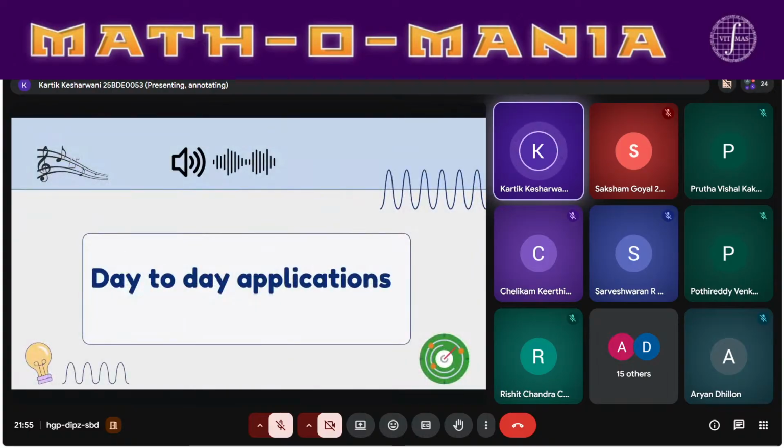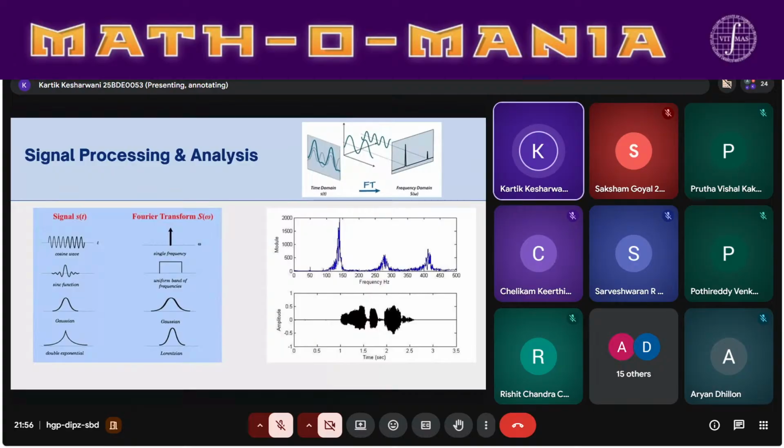So, guys, as of now, we have understood the mathematical applications of Fourier analysis. Now, let's talk about the uses of Fourier analysis in day to day applications. First, being signal processing analysis. Precisely, we do this through a process known as the Fourier transform.